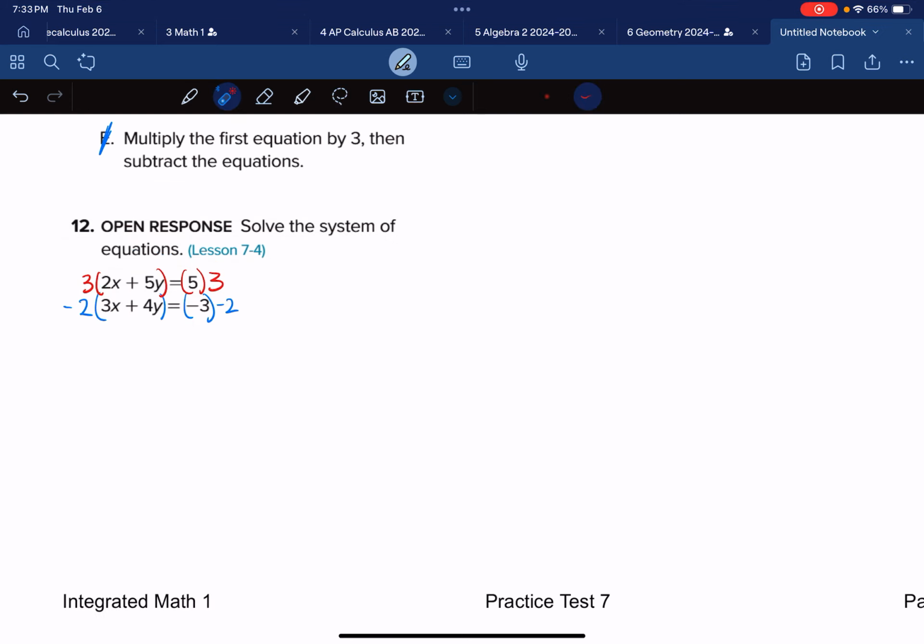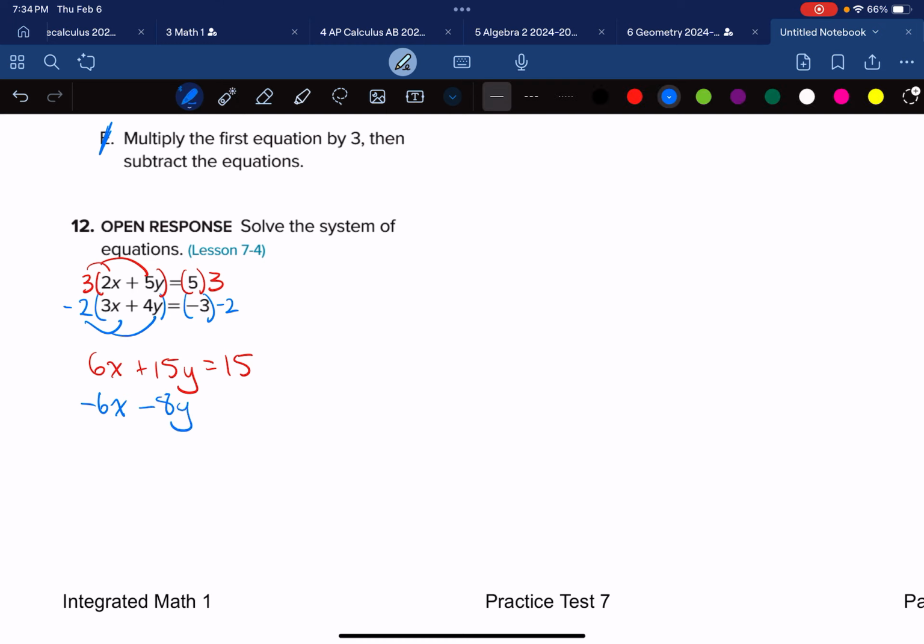So for my red equation, let's go ahead and do that one first. I'm going to have a 6x plus, okay, I'm going to distribute the 3 over here as well. It's going to be 15y, and that's going to be equal to 15. For my blue equation, -2 times 3x is a -6x. It looks like these are lined up and ready to be canceled out. Distributing again gives us a -8y, and this is going to be equal to a +6.